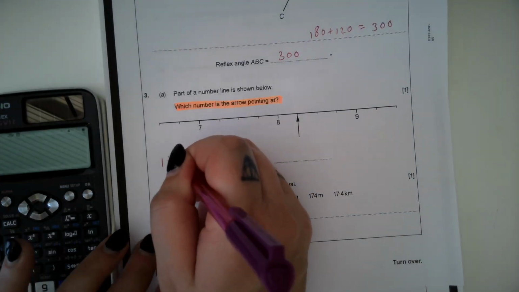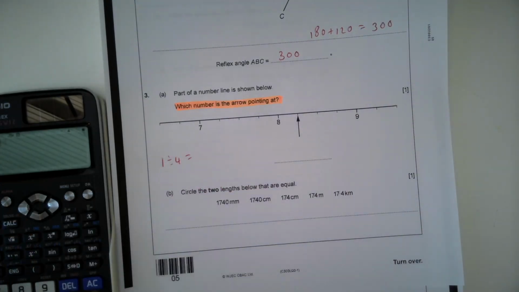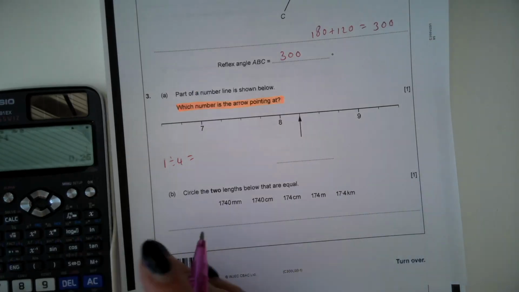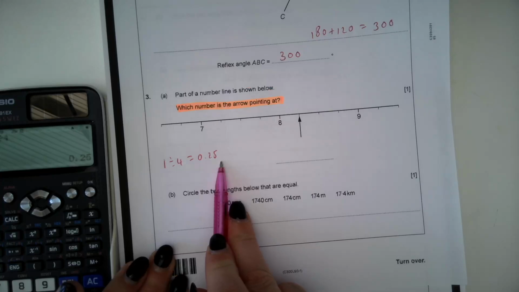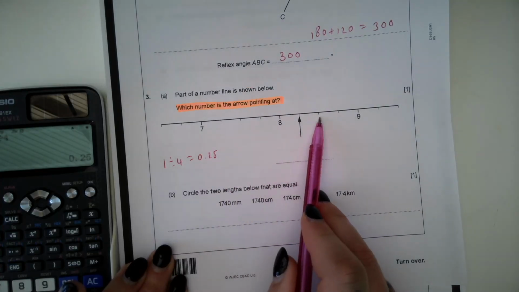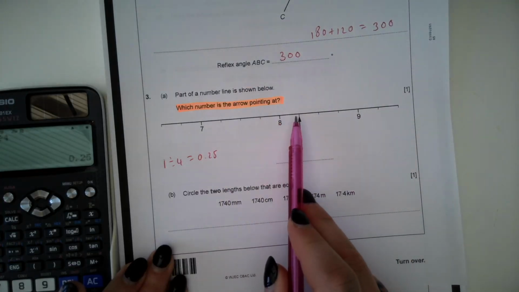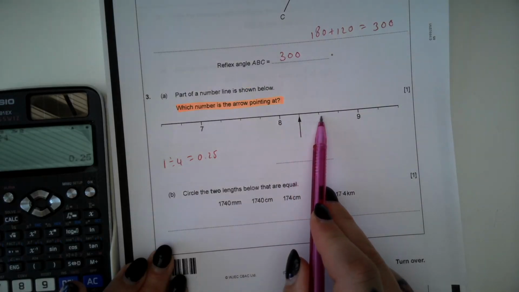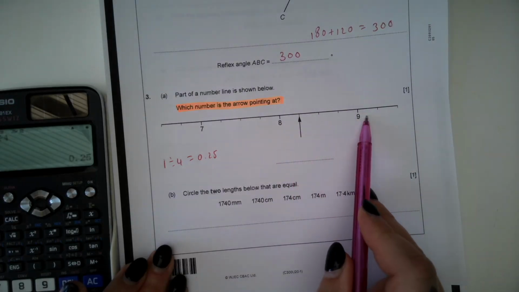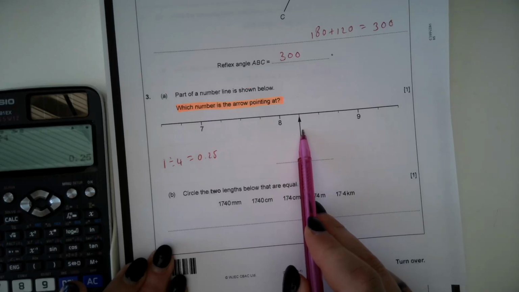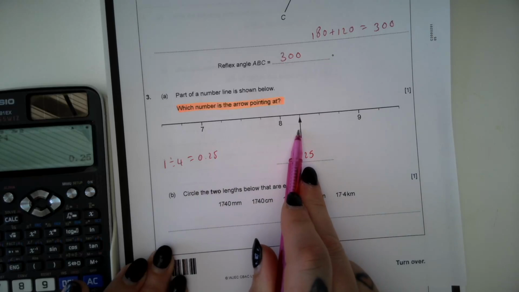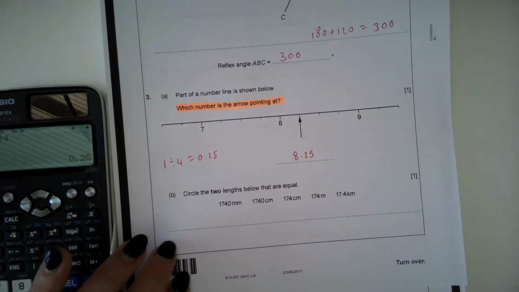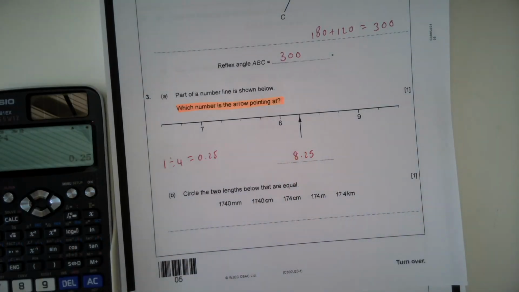So if you do 1 divided by 4, guys, which you can do on your calculator, it tells you it's a quarter, and when I press the S-D button, it tells me it's 0.25. So each one of these is 0.25. So this would be 8.25, 8.5, 8.75, and then 9. So our arrow is at 8.25. You could write it as 8 1/4 as well. You would get the marks for that, guys.